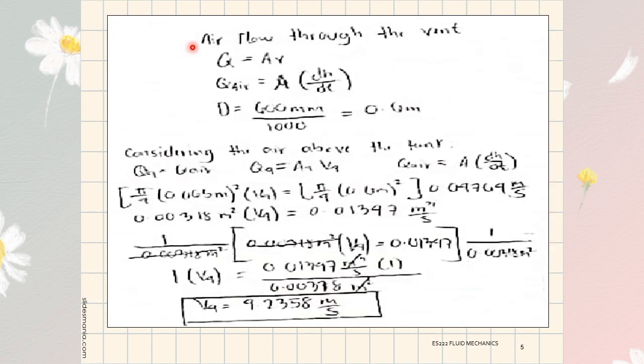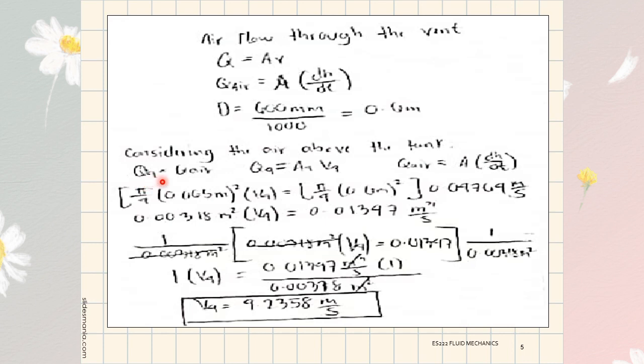For the airflow through the vent, discharge is equal to area times velocity. Discharge of air is equal to A times dH over dt. The given diameter is equal to 600 millimeters, and we need to convert millimeters to meters to have uniform units. So 600 millimeters over 1000 is equal to 0.6 meter, considering the air above the tank.